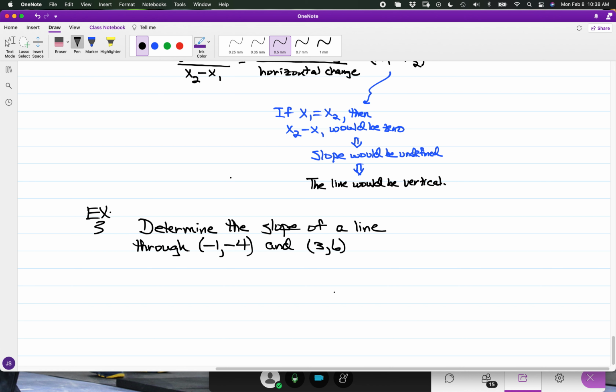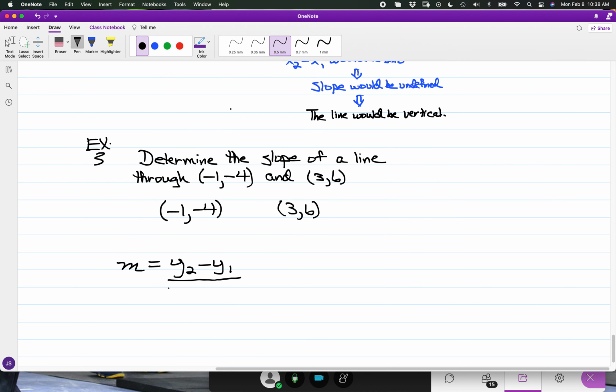Okay, and you can determine what we have here with the slope formula. So you have (-1, -4) and we have (3, 6). And again, just being careful with the labeling. So we have m is equal to y2 minus y1 all over x2 minus x1.